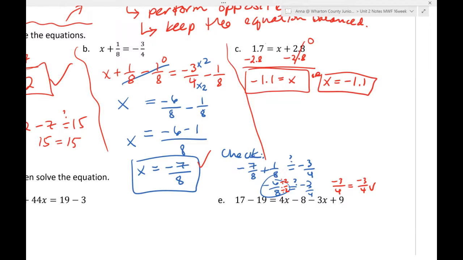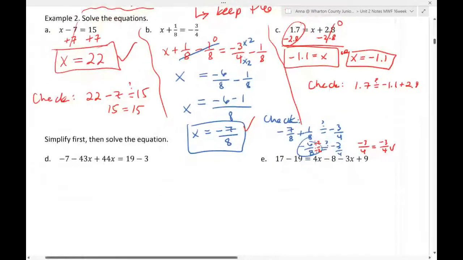Okay, now you could perform this operation right here using your calculator. You would just type in 1.7 minus 2.8. All right, so you can check your answer. I'm not going to go ahead and show that because we've already seen a couple where we've done that, but you would just plug in the value and make sure we get a true statement. So I will leave that for you to verify.